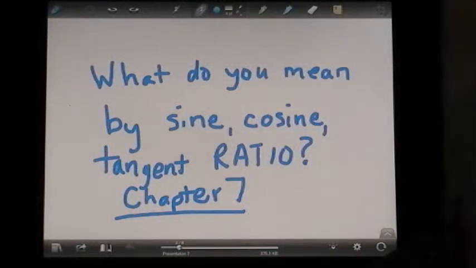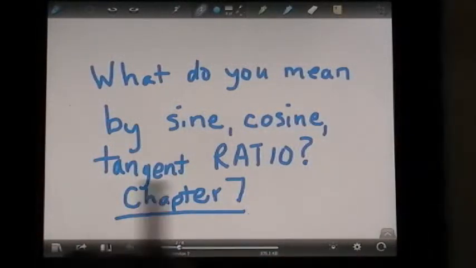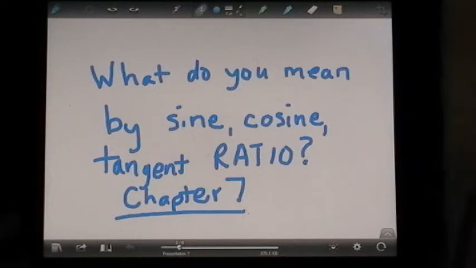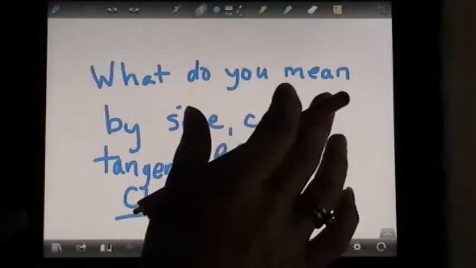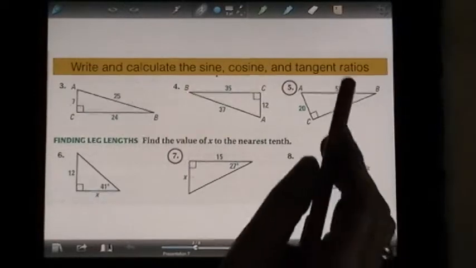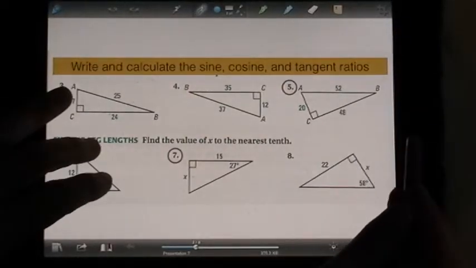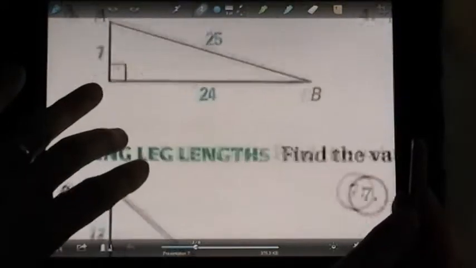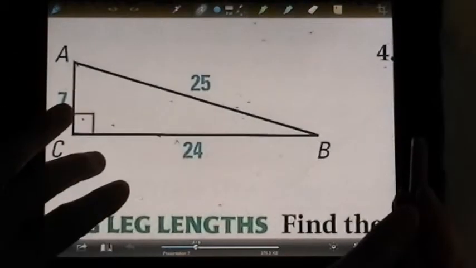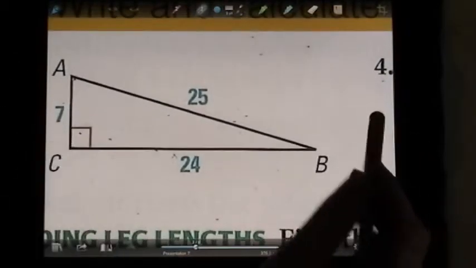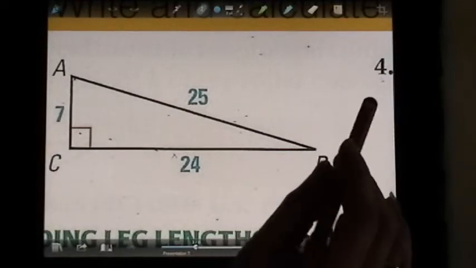Okay, we're going to work on a lesson in the trig ratios, and we're going to answer the question, what do you mean by sine, cosine, and tangent ratio from chapter 7 in your book. Okay, it says write and calculate the sine, cosine, and tangent ratios. A ratio is a quantity in relation to another quantity.